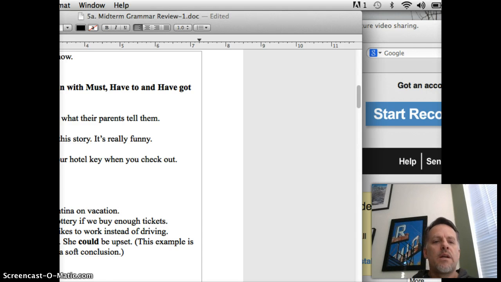Possibility: may, might, could. Again, could is not only possibility in the sense of ability, but it's possibility as well. You'll see the few sentences that I have on the sheet here. We may go to Argentina on vacation. We might win the lottery if we buy enough tickets. We could ride our bikes to work instead of driving. Ellie missed her bus. She could be upset.